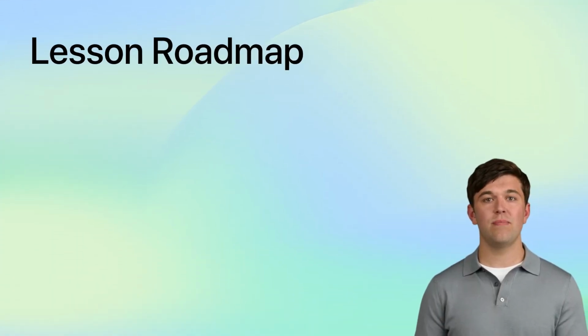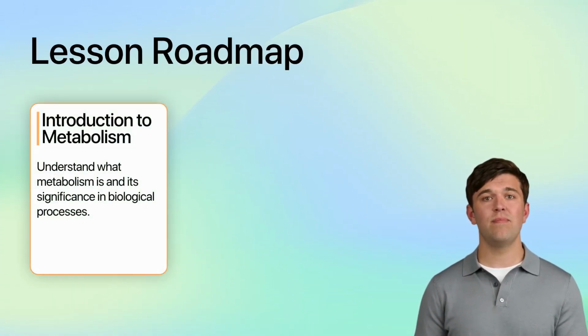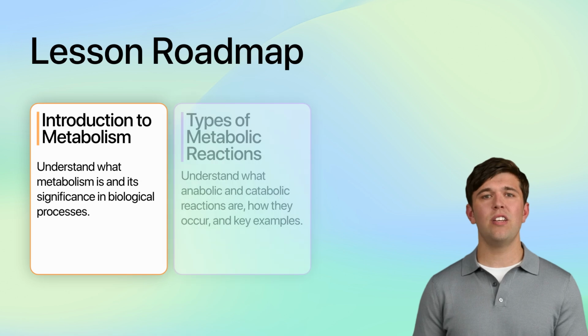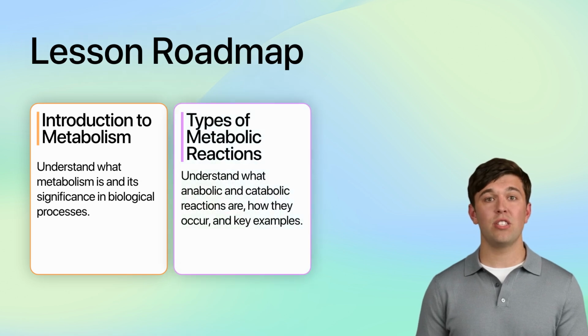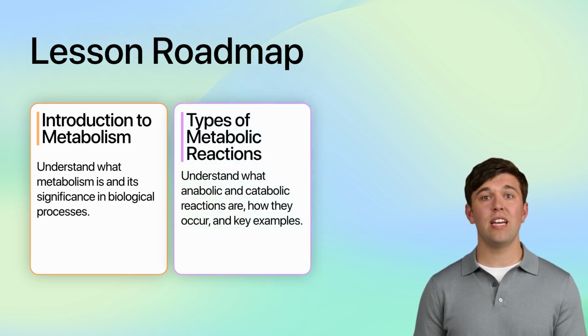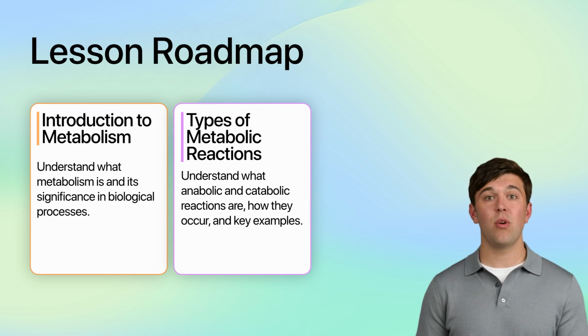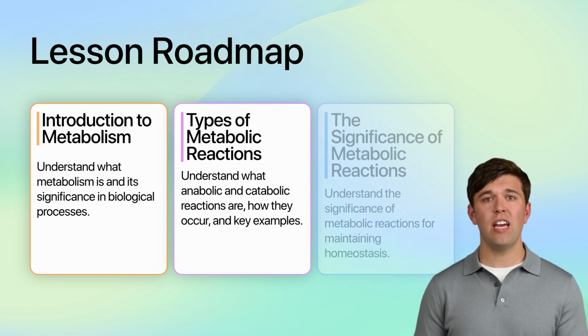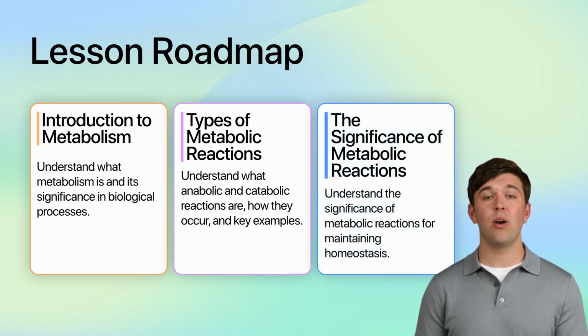In our lesson today, we will start by defining metabolism and understanding its significance in biological processes. We'll then dive into the different types of metabolic reactions that can occur, using specific examples to differentiate them. Specifically, we will look at anabolic reactions, which build complex molecules out of more simple ones, and catabolic reactions, which break complex molecules down into simpler ones. Finally, we will learn about the importance of metabolic reactions to the functioning of the human body and the maintenance of homeostasis.